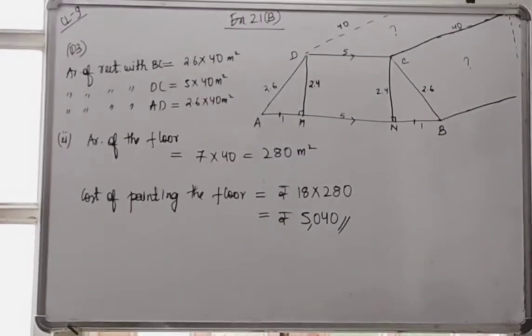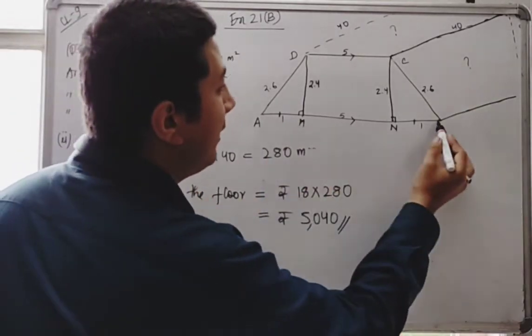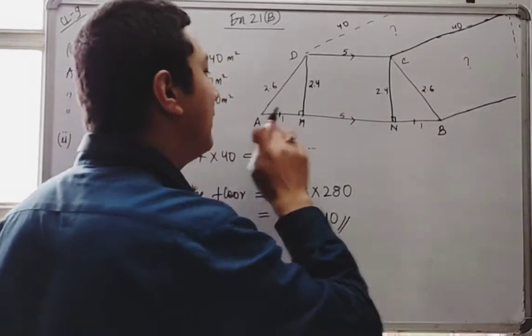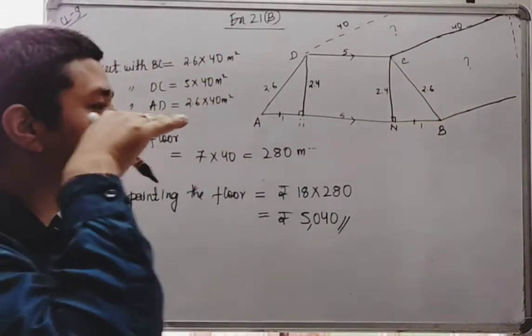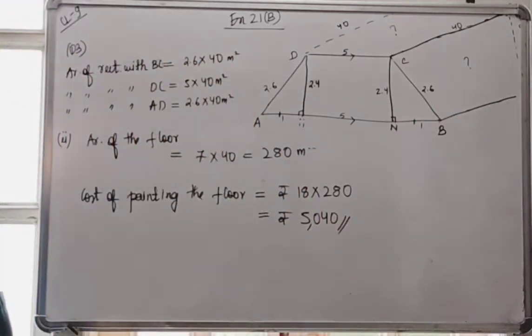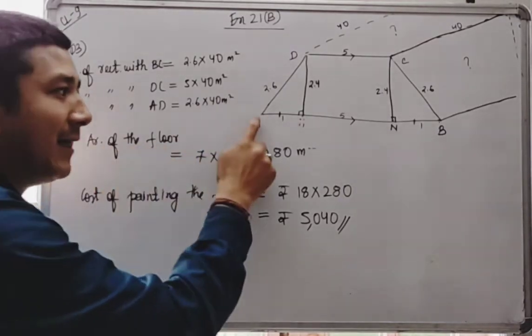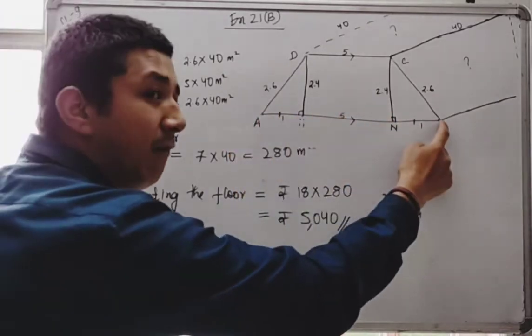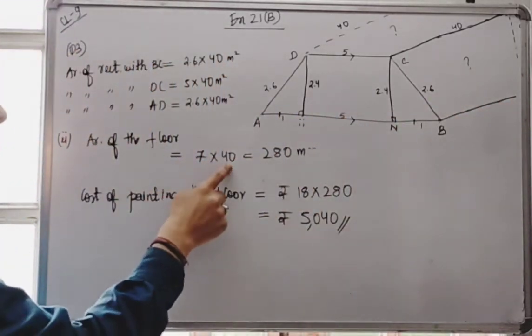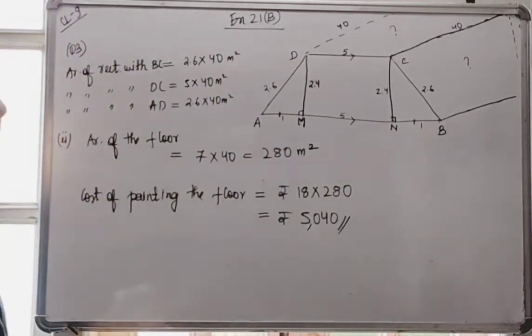Alright boys, next we need to find the cost of painting the floor. For the floor also, this is your length, which is 7, and it goes inside, isn't it? So 7 into 40 will give you the total area of the floor. Area of the floor is 7 into 40, so 7 into 40 will be 280 meters square. This is the total area of the floor where you need to paint.